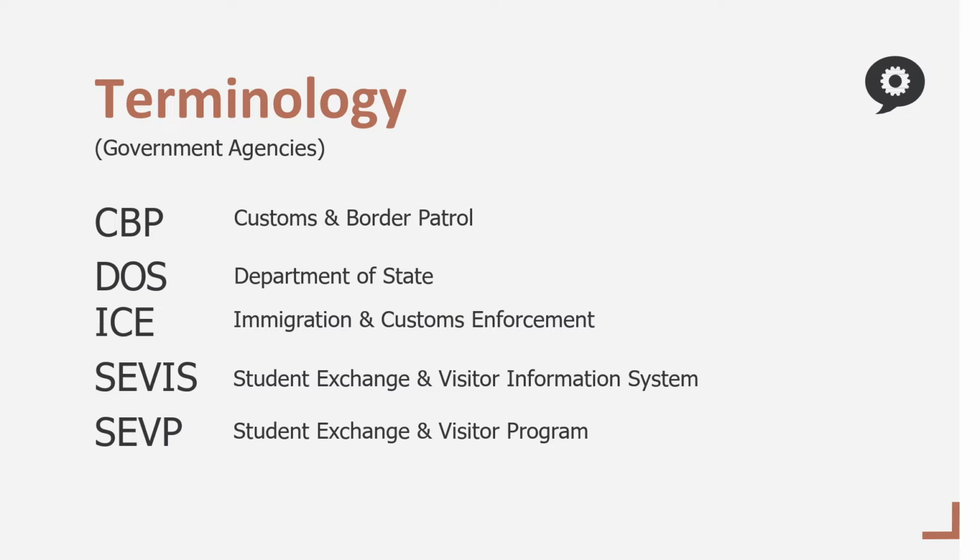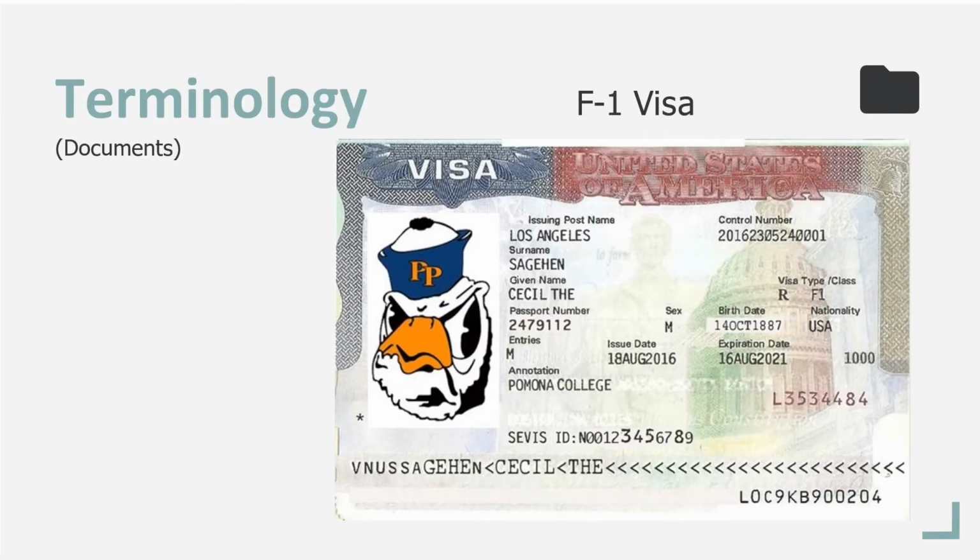All I-20s are generated in the SEVIS system, and all the student information is stored in the SEVIS system that is shared among these government agencies, including U.S. embassies and consulates. If you have already received your F1 student visa, your visa page will look like this.